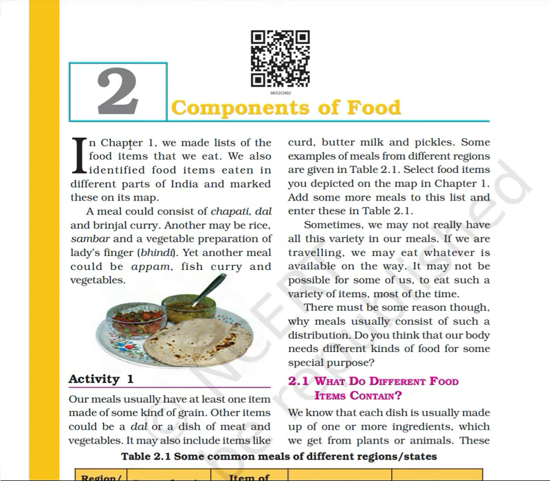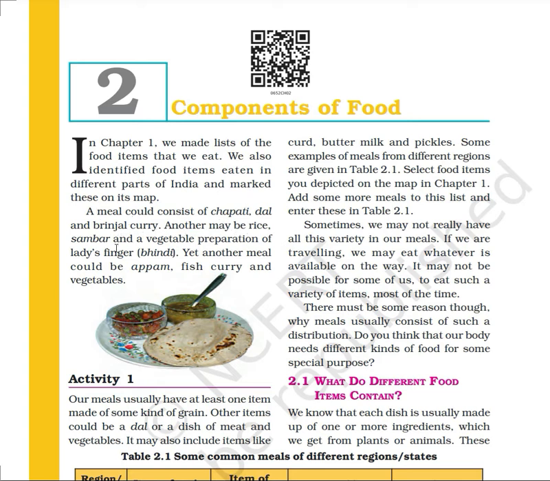In the first chapter we made lists of food items that we eat. We also identified food items eaten in different parts of India and marked these on its map. So this is the summary of all the exercises, or the major ones, which we have done in chapter 1 of this book. A meal consists of chapatis, dal and brinjal curry.